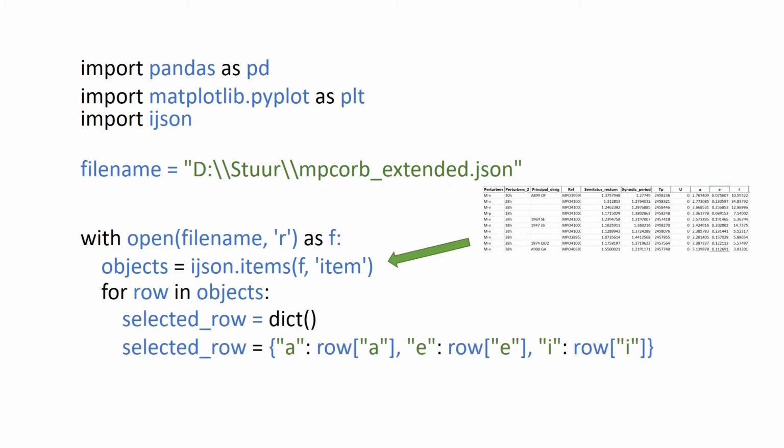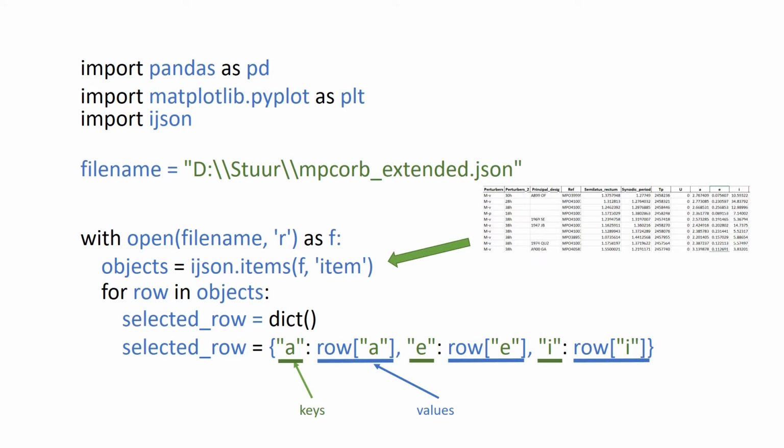So I create that select row dictionary here, an empty dictionary every time. Every time it goes through the for loop, it will create an empty dictionary, and then I fill it with some data. Now, I probably have to explain what is happening here. The a, the e, and the i, these are the keys. And row a, row e, row i, these are the values that we get from that row that we read from the file. So we actually can choose to pick these attributes only.